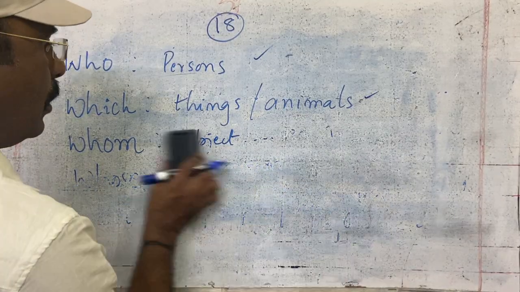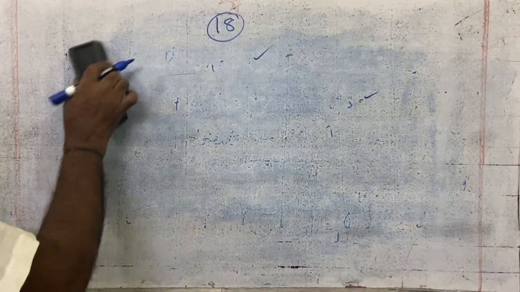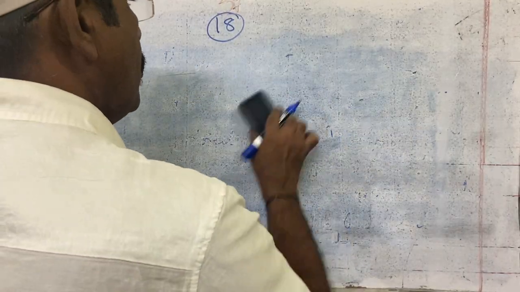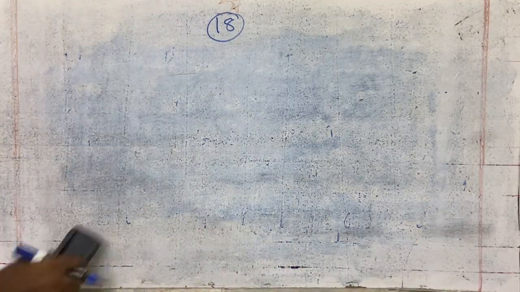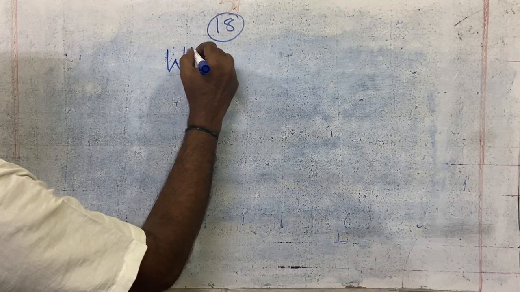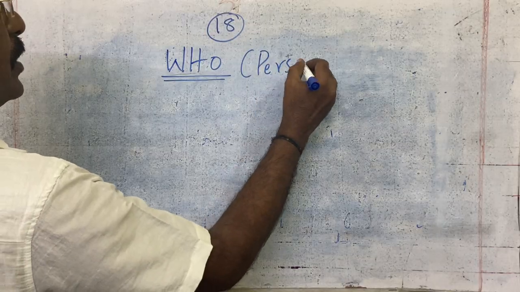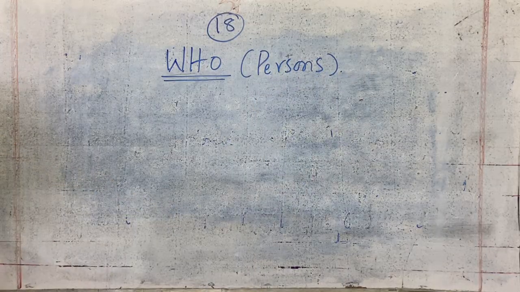Now the first thing we want to verify is the relative clause, and which one we are using. First we are using who. It is better to verify only who first. Who, as said already, we are using for persons.